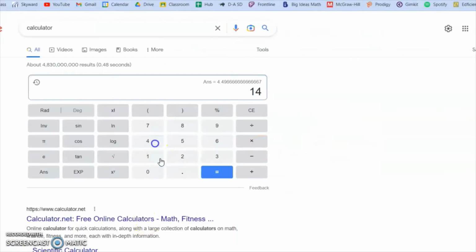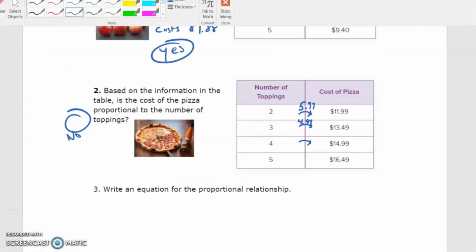$14.99 divided by 4 toppings. That gives me $3.75 if I round up. So $3.75. You can see each time we don't have the same k-value. We have a different k-value or a different constant of proportionality.